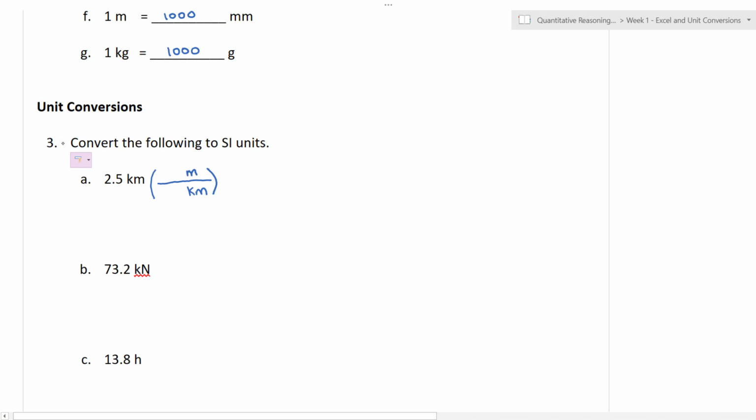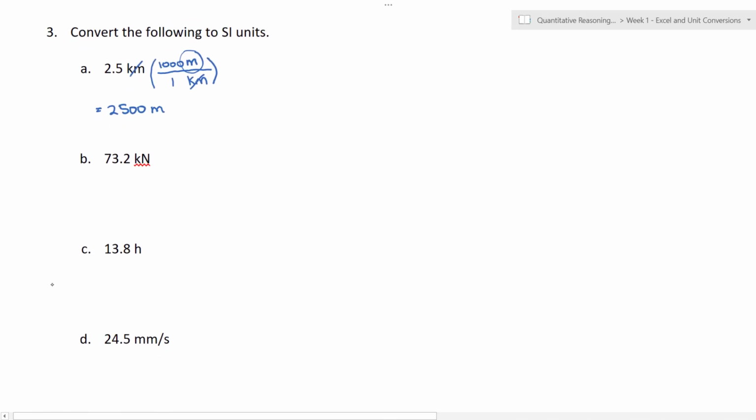in question 2, we had said that 1,000 meters is the same as 1 kilometer. So you can see now that kilometers will cancel out, and you're left with just multiplying 2.5 times 1,000 divided by 1. And so when you do that, you get 2,500. And the units that you're left with is meters right here. So that's it. So that was a simple example.